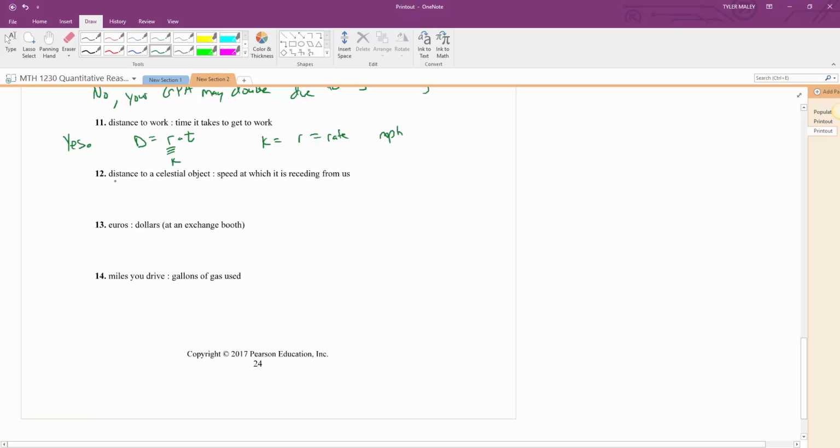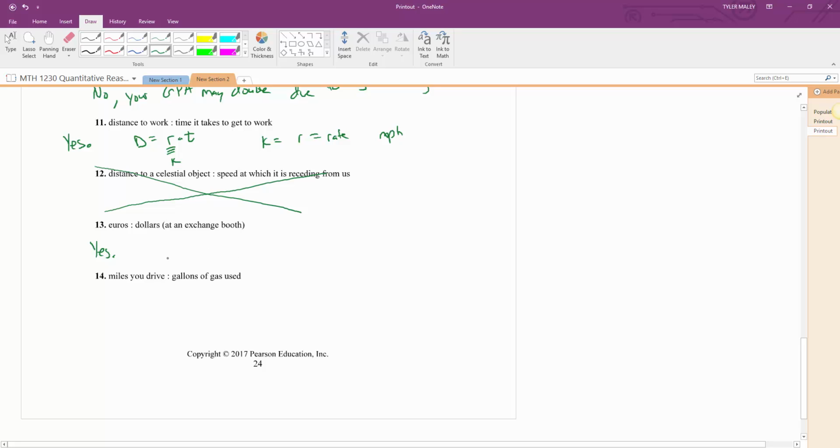So then number 12, I'm just going to skip. It's a good example, but I'm not assuming that you have familiarity with celestial objects and so forth. So we're just going to skip 12. If we jump down to number 13, we're comparing euros to dollars at an exchange booth. So if I take €1 and exchange it for dollars, and I have that rate, if I double the euros, would the dollars also double? If we think about that for a minute, yes, that would also be true. So yes, this is a proportion.